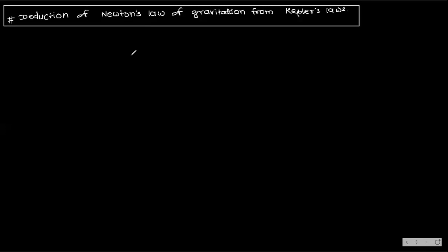Now, deduction of Newton's law of gravitation from Kepler's laws. How to deduce Newton's law of gravitation? In the lower classes you have learned this. Suppose two objects have masses capital M and small m, separated by distance d. Then the force of attraction between the two objects is directly proportional to the product of masses and inversely proportional to the square of the distance between them. You have read this, right? Yes, sir.